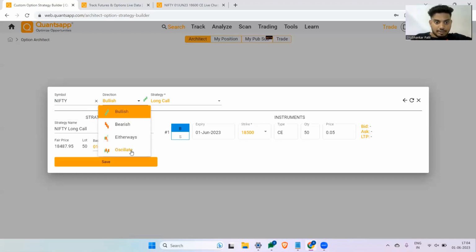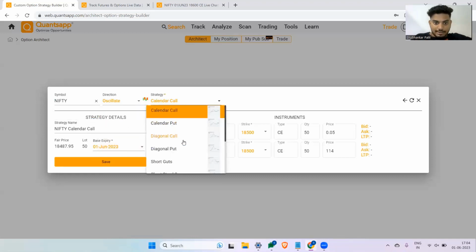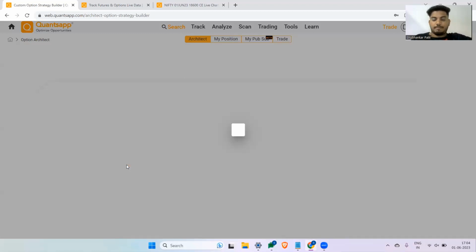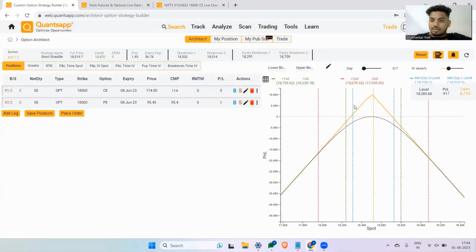Okay, and let's say oscillate and short straddle. So it will select ATM call and put. As today was the expiry date, I'm changing it to 8 June expiry, the next weekly expiry. So this is how a short straddle will look. Now the more the market consolidates, the better it would be.